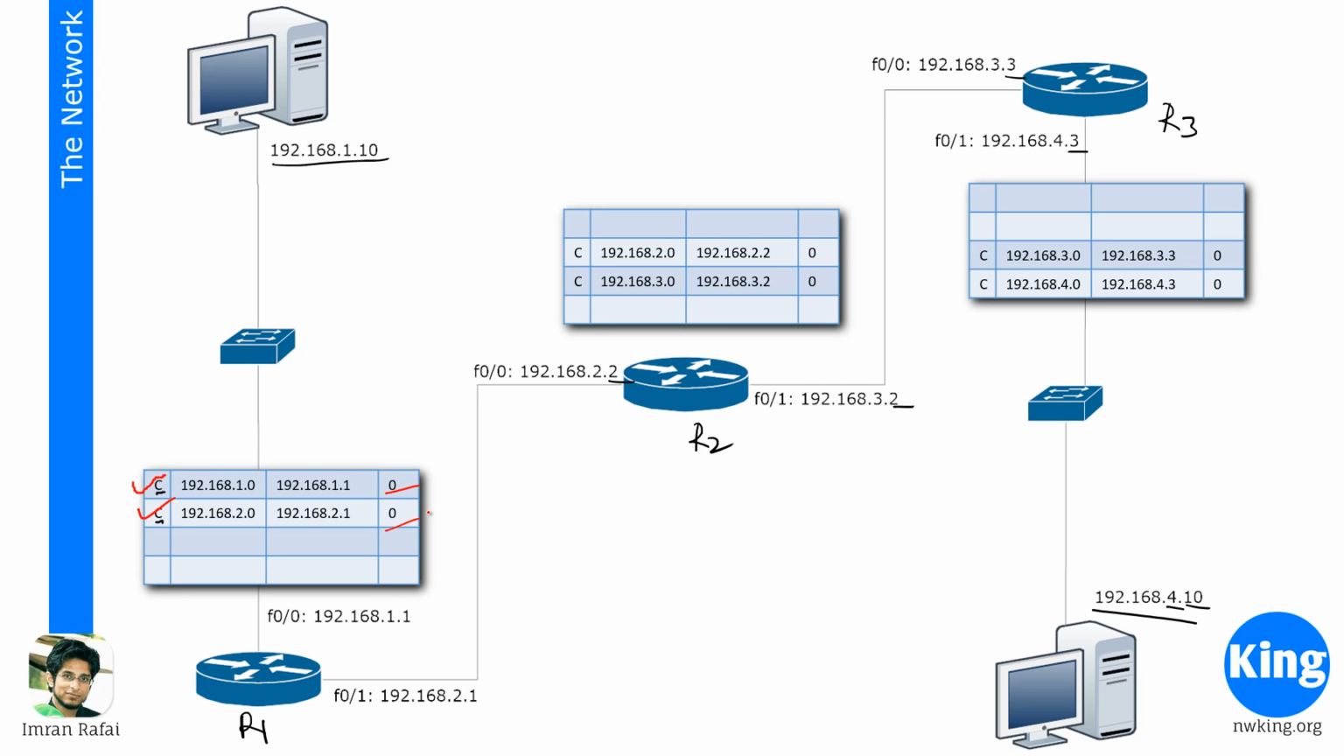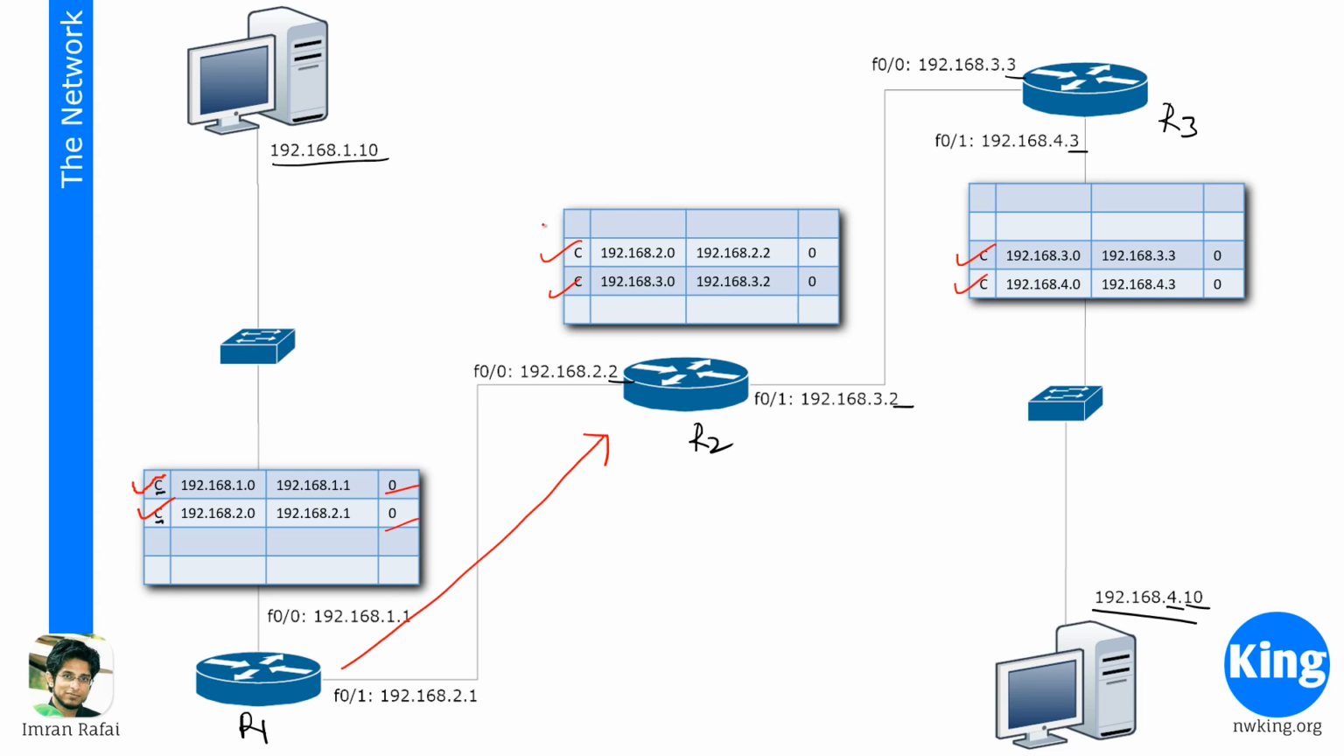because the metric used in RIP is hop count, so it has a hop count of 0 because they are all directly connected. Similarly, router 2 has two directly connected networks, and router 3 has two directly connected. When the routing update goes from router 1 to router 2, what does it send? It sends an update about 192.168.1.0 and 192.168.2.0.